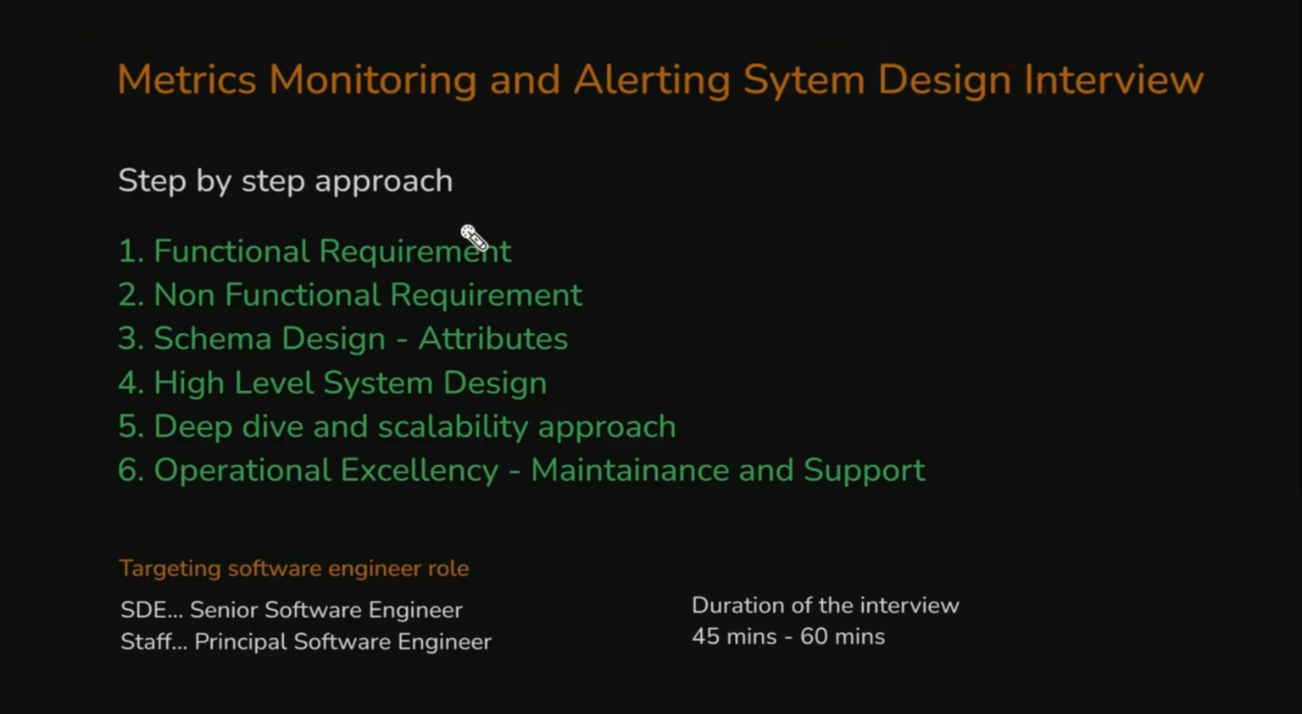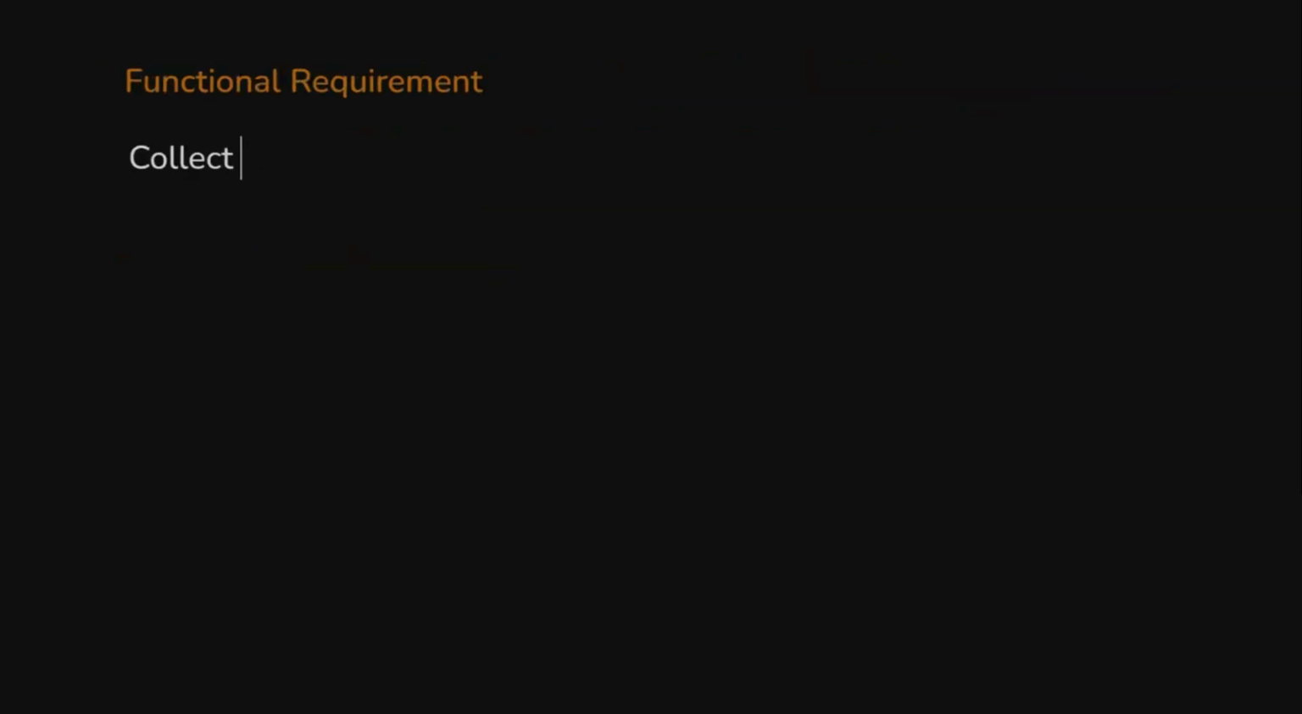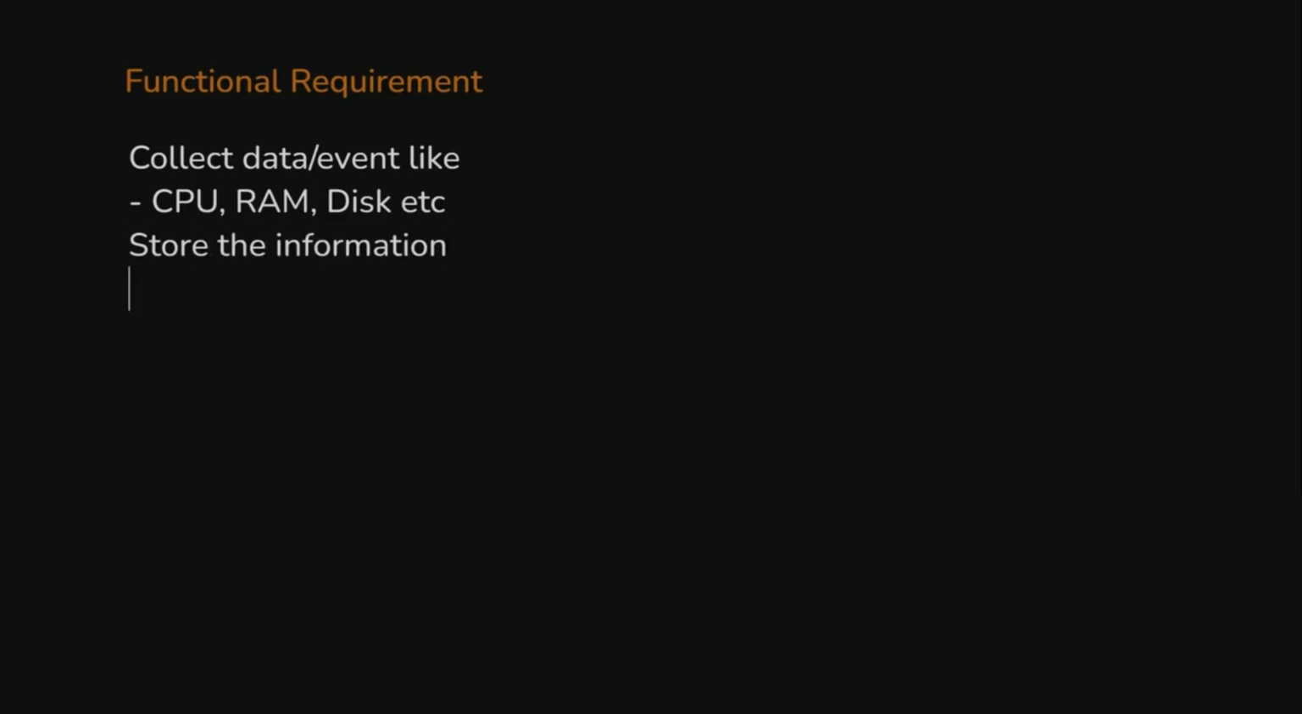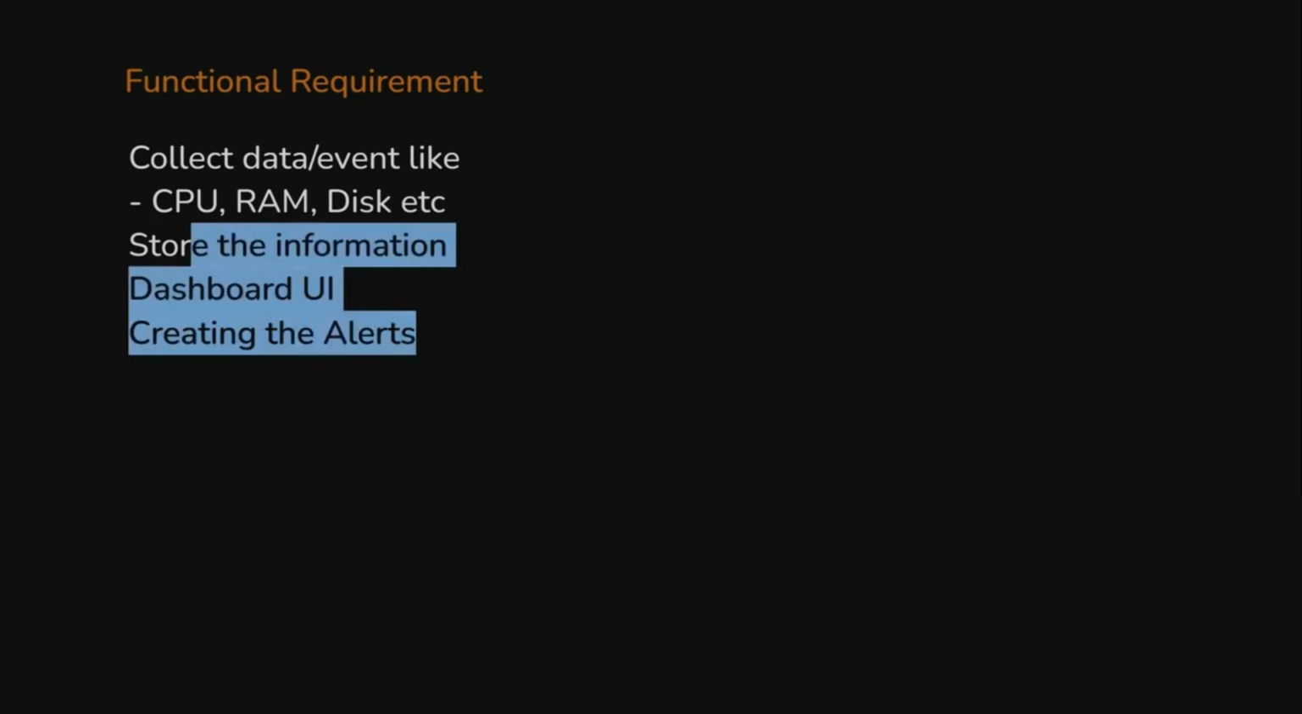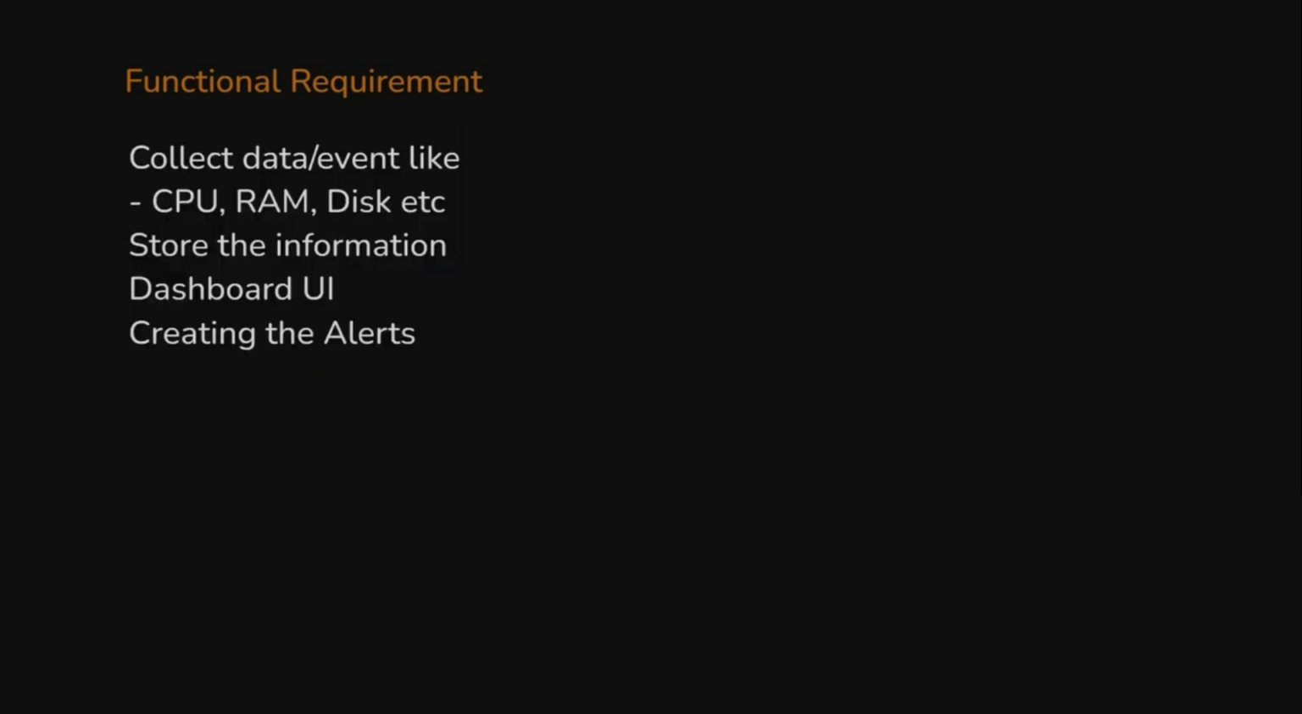So let's start with step 1, which is the functional requirements of the system. Collect the data or events like CPU, RAM, available disk storage, etc. Once we have this information, we want to store it for displaying on the dashboard or creating the alerts. These are the core functionalities that the system must support.